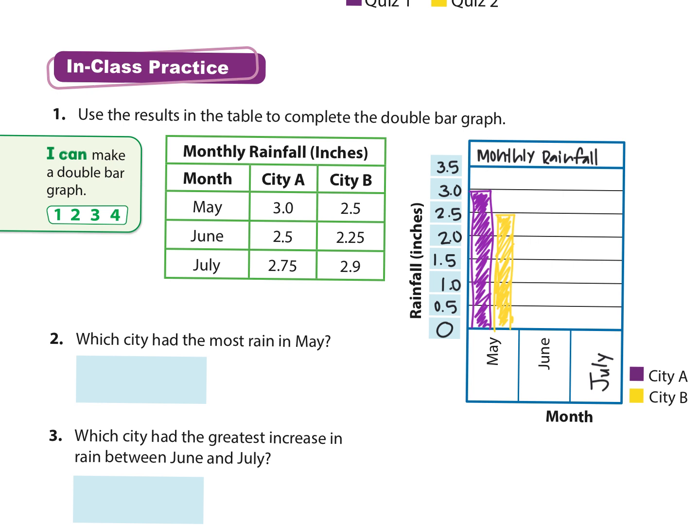Okay, in June, what is my purple bar going to go up to for city A? 2.5, good. So 2.5 here. And then for city B, my yellow bar will go to 2.25. Where is that going to go? I don't have that listed. Right in the middle. About right here. Between 2 and 2.5.